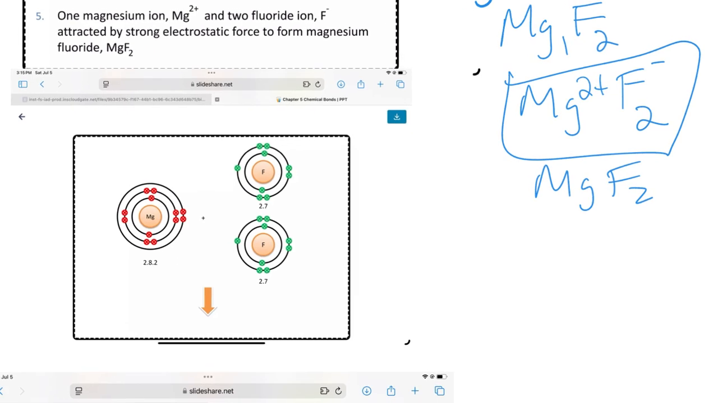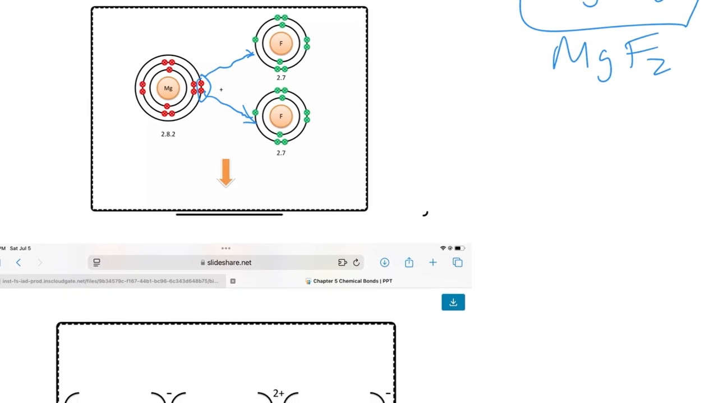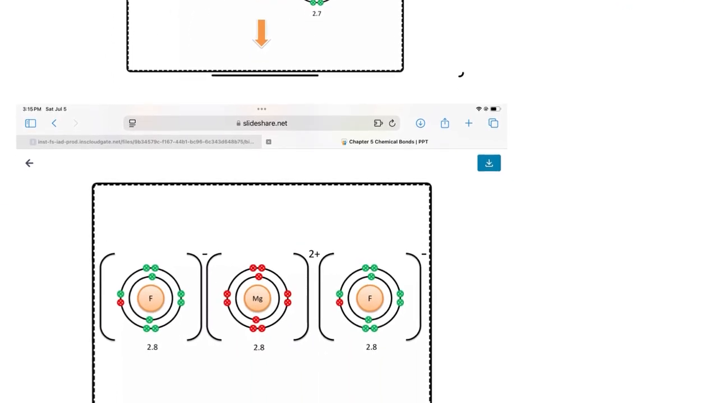I think it's easier to use a shortcut. Okay, so magnesium has 2. It needs 6 more, or it could lose the 2 and then use the underlying shell as a full shell. Then fluorine just needs 1. So magnesium has 2 to give, 1 to give him, and 1 to give him. Not to share, but to give it away. This is an ionic bond between the 2. You can see that's what happens here.